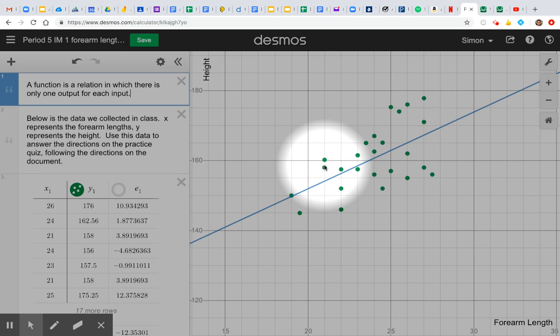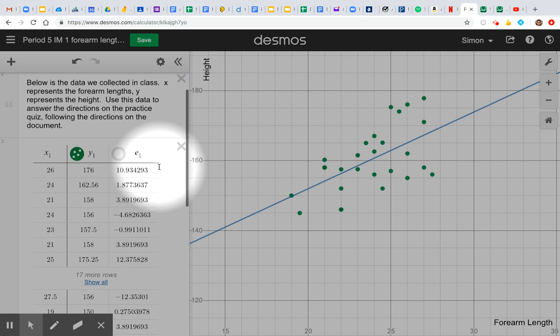Here we have a 21 centimeter forearm length, and it looks like about 158 or something. Yeah, that looks like this data point right here, 158 centimeter height. But also, there's another person with a 21 centimeter forearm, and they are 160 centimeters tall. And this right here has two outputs for a single input, for the same input. So there's an input of 21, and you get two different outputs out of that. And that means that this is not what we call a function.